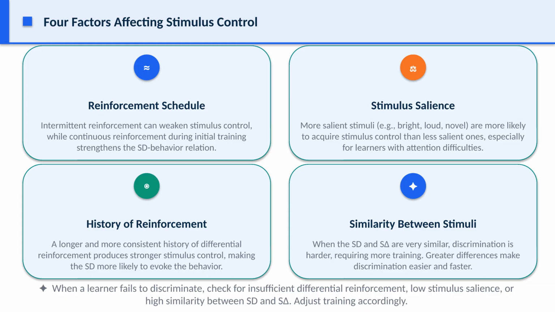On the exam, you may be asked to identify which factor is impacting a client's performance. For example, why a child responds correctly in a bright, quiet setting but not in a noisy one. Recognizing these variables helps you design effective discrimination training programs.